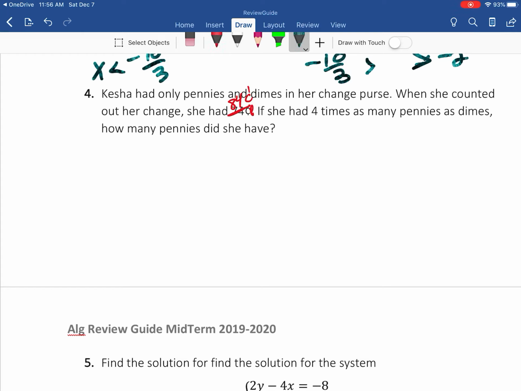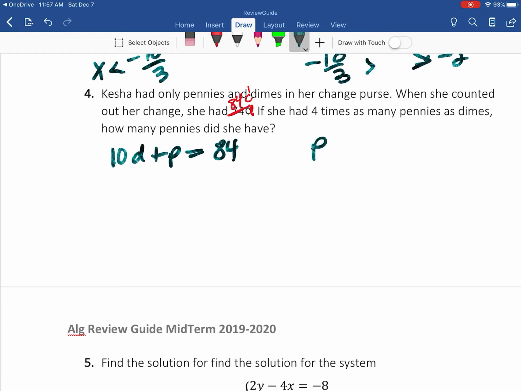Now, all right, so the way that we're going to set this up is we're going to say dimes and pennies. She has dimes and pennies in her purse, and she counted her change. She has 84 cents. So the dimes plus pennies is equal to 84, okay? And dimes, we know dimes is 10 cents, so I'm going to put 10 there, okay? And so she has 4 times as many pennies as she does have dimes.